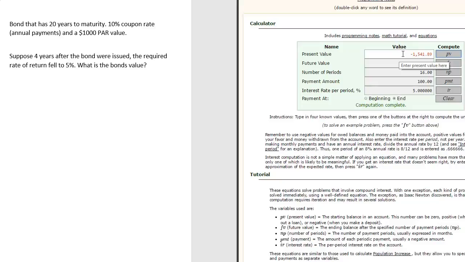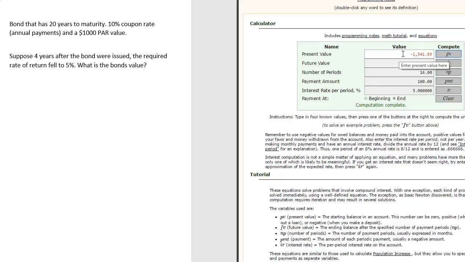So what that means is, if you were to go to E-Trade or Ameritrade or your stockbroker and you say, I want to buy that bond. Well, he says, okay, great. You can buy that bond. It's got 16 years left on maturity. It pays a coupon rate of 10%. It's going to cost you $1,541. You give them that, boom, you get your bond, and you get your payments.